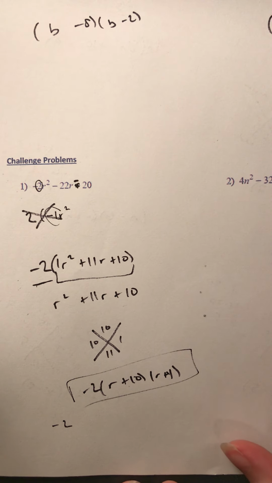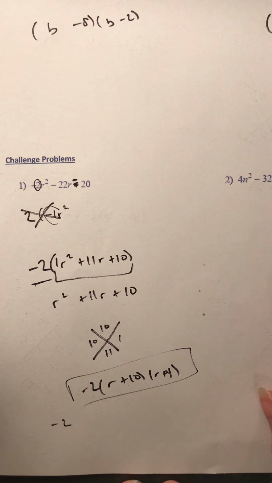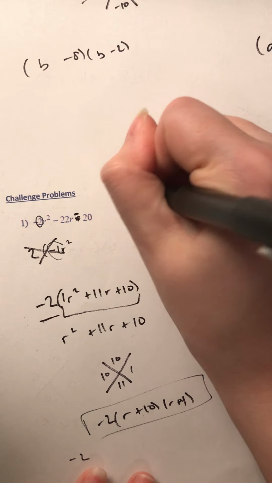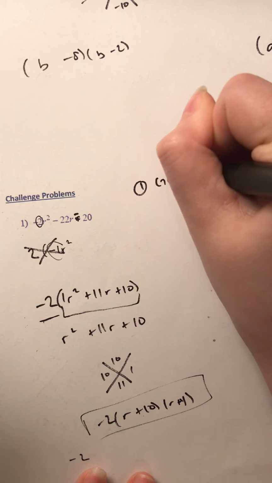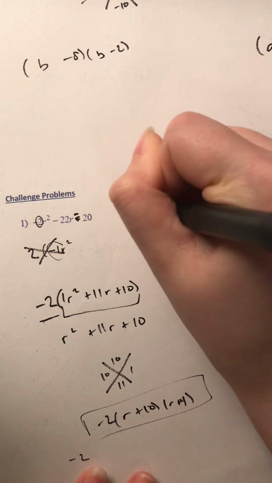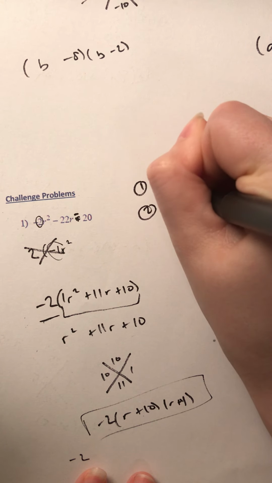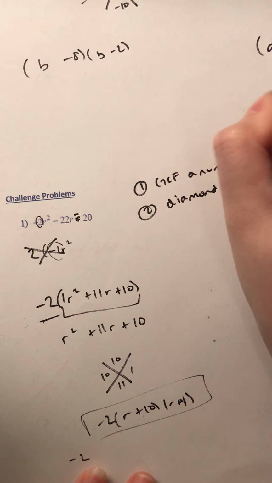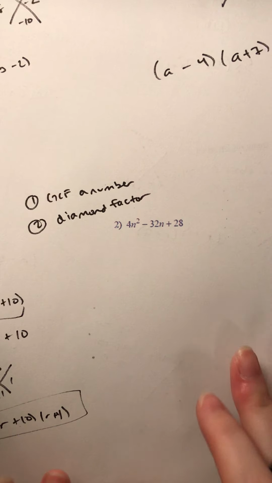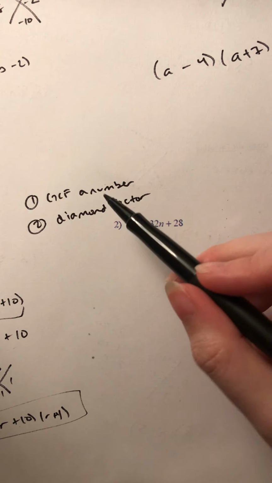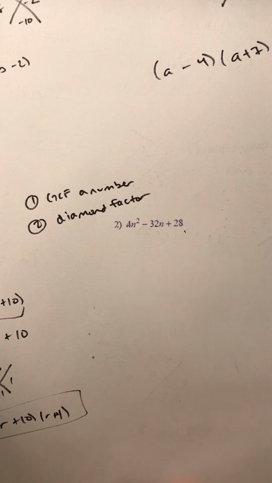So these challenge problems are taking both of your factoring skills and putting them together. So step 1, GCF a number. And then step 2 is diamond factor. If you guys want to pause and try number 2: first step, GCF, so figure out what's the biggest thing you can divide by, pull that out, and then what's left over, you should be able to diamond factor. So go ahead, pause, try that.